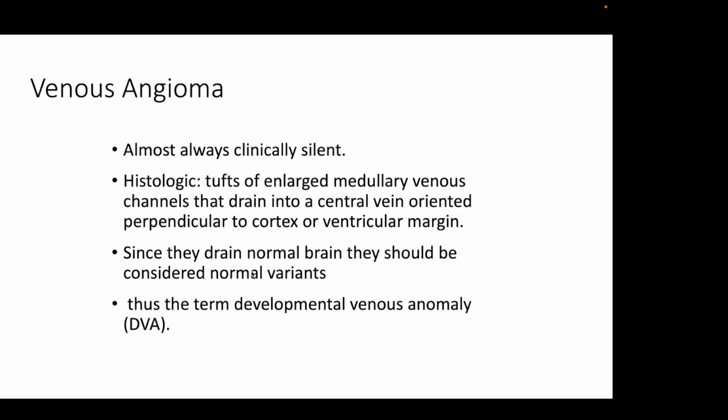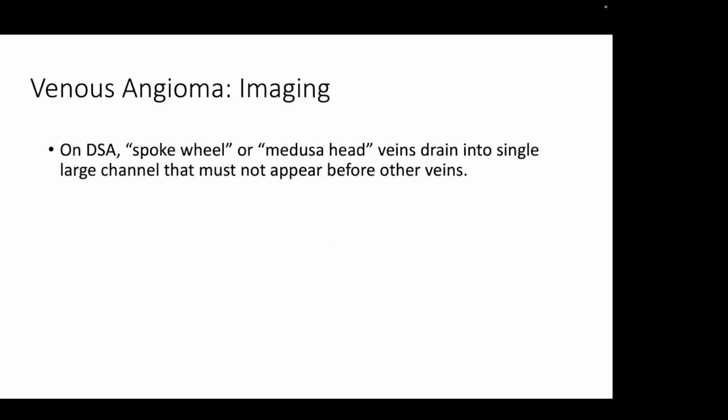Now, it's important for you to recognize these and describe them in your reports when they're near a lesion that might require surgery, such as a tumor or a cavernoma. Because when a developmental venous anomaly is occluded at the time of surgery or resected, the patient may experience venous hypertension or a venous infarct.